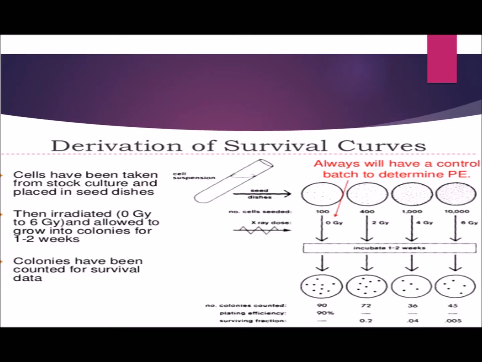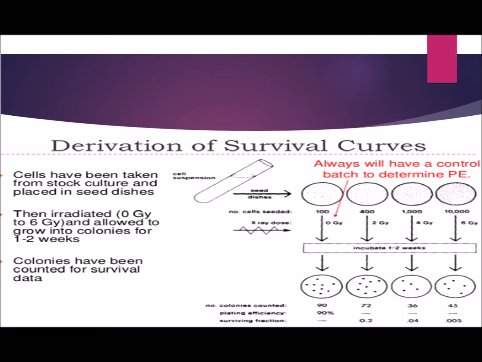Derivation of survival curves. Cells are taken from stock culture and placed in seed dishes, as you can see on the right side. Then they are irradiated from 0 gray to 6 gray and allowed to grow into colonies for 1 to 2 weeks. Colonies are counted for survival data, as shown on the right side: the number of colonies counted, plating efficiency, and surviving fraction.